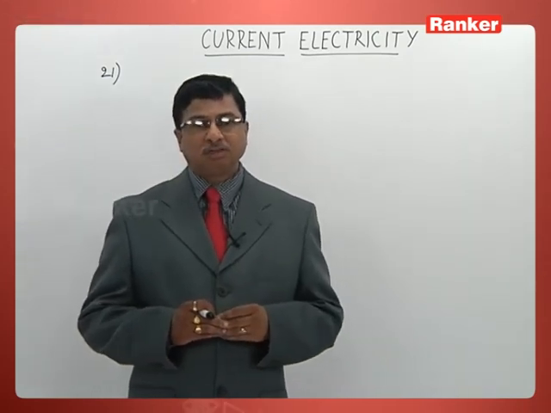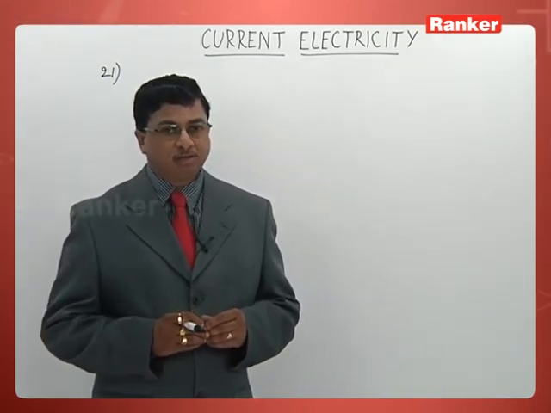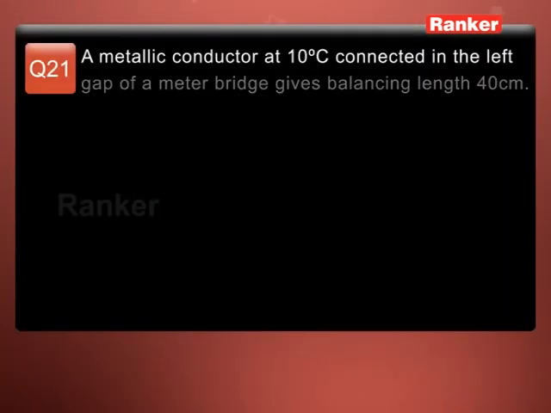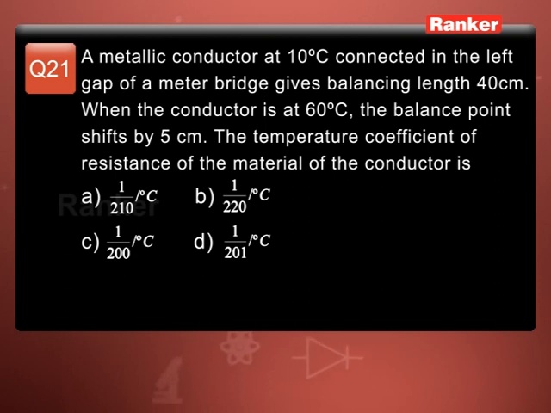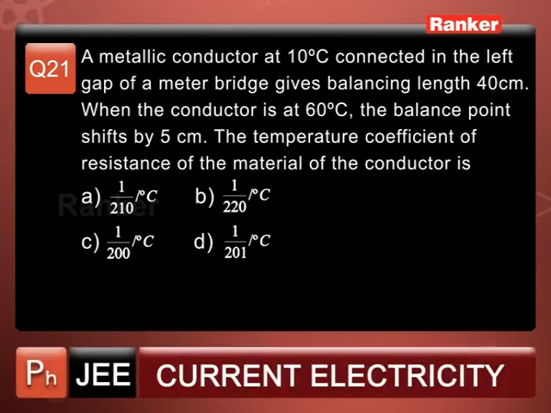Next question, that is problem number 21. Let me read out that one. A metallic conductor at 10 degrees centigrade connected in the left gap of a meter bridge gives balancing length 40 centimeter. When the conductor is at 60 degrees centigrade, the balance point shifts by 5 centimeter. The temperature coefficient of resistance of the material of the conductor is, that is the question.